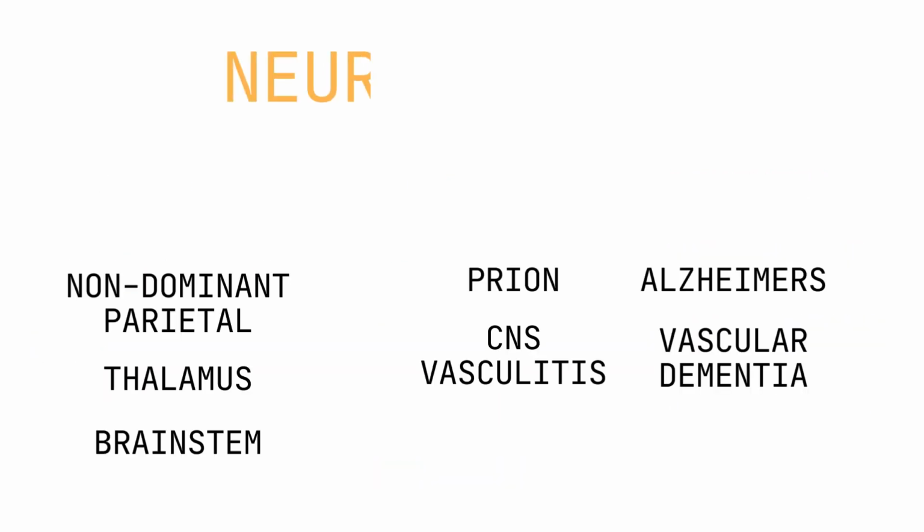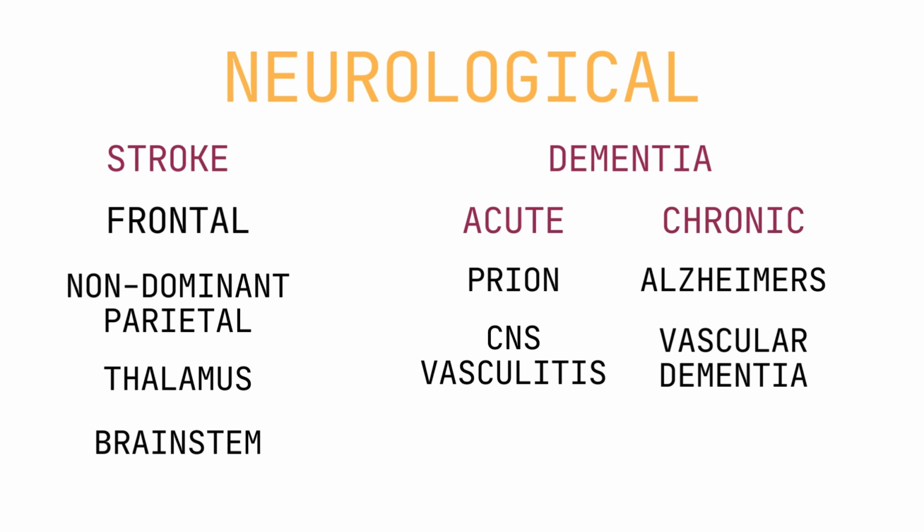Since strokes do not predominantly present with an isolated altered mental status, they usually have a focal neurological deficit associated with the presentation. But rare causes of stroke that can present with an isolated altered mental status include frontal strokes, non-dominant parietal strokes, which is the right side, thalamus, and brainstem.